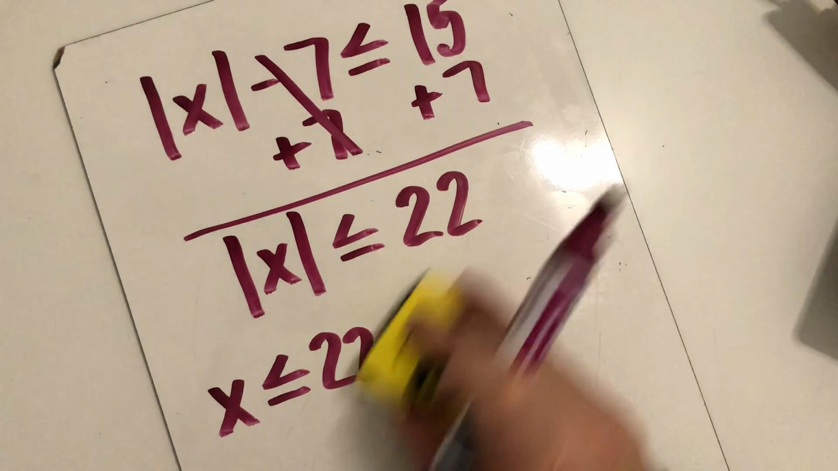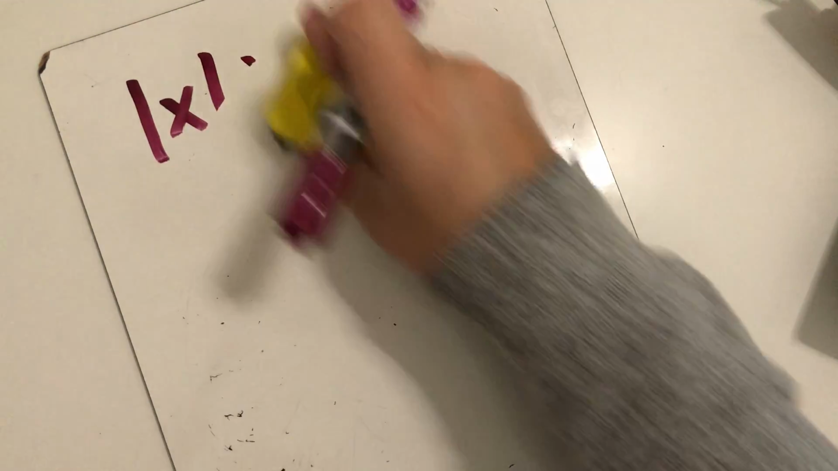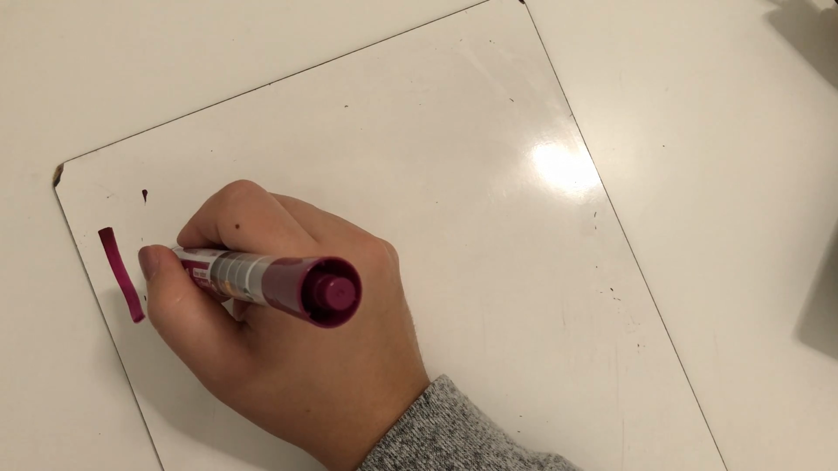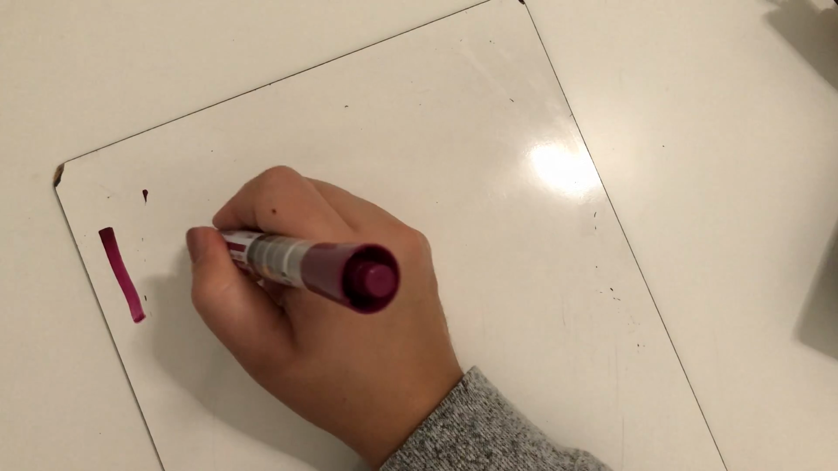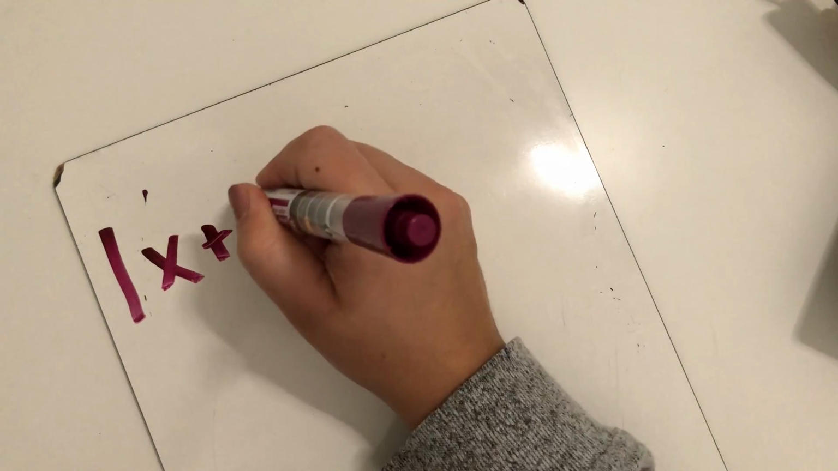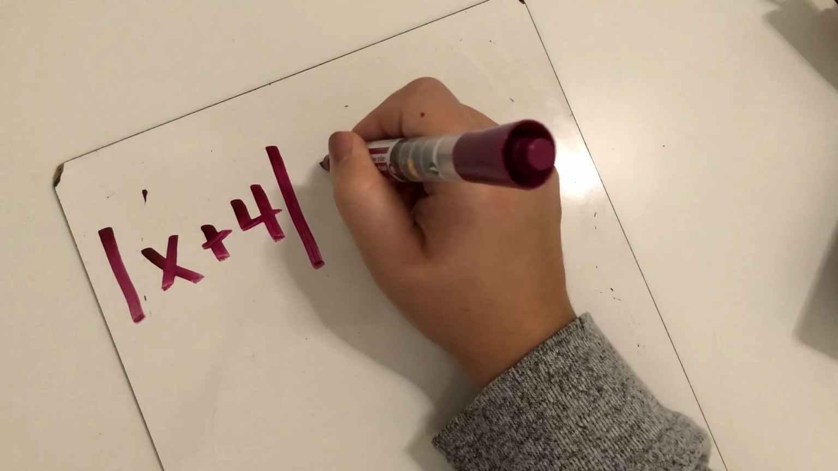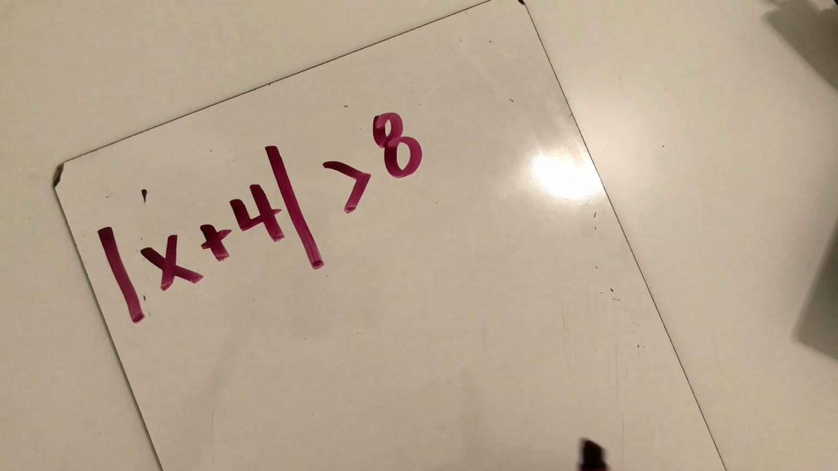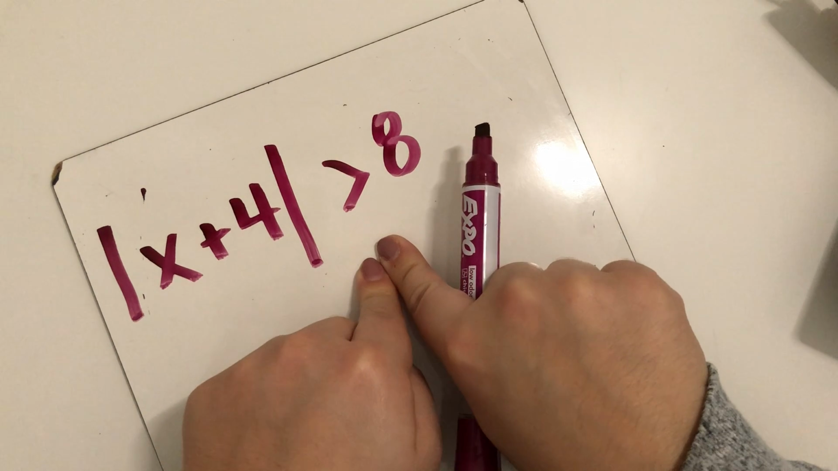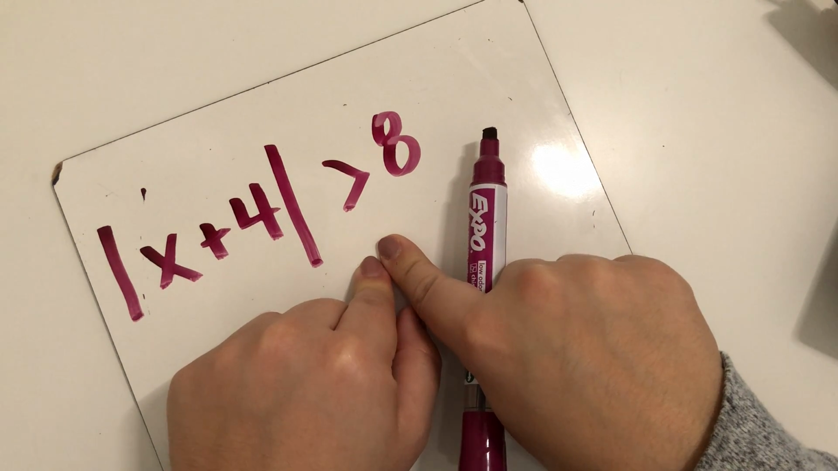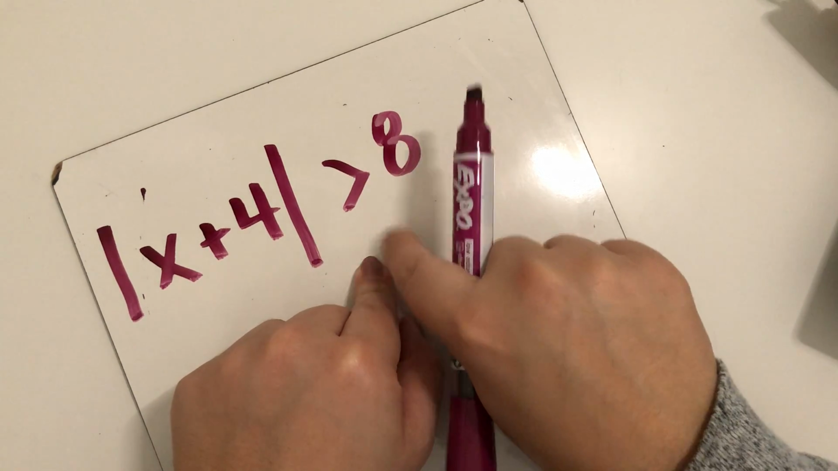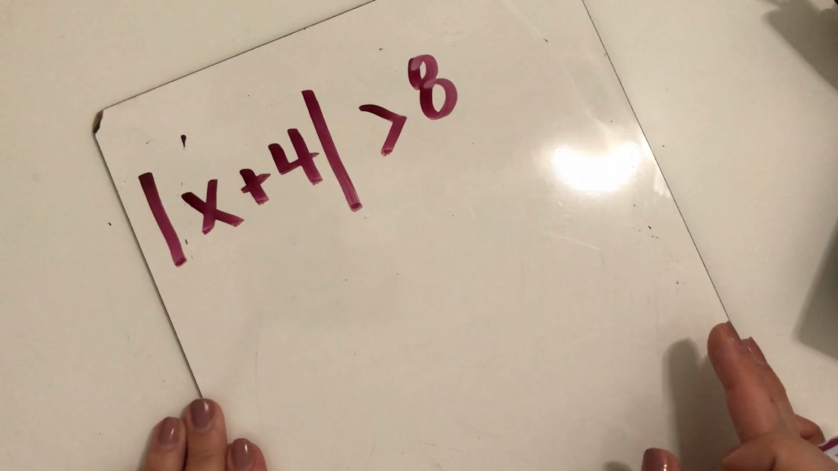So we'll do one more of your absolute values with an extra step included. So let's go ahead and do this. We'll do absolute value of x plus 4 greater than 8. So going off of what I just said, hopefully you were listening, if I have a greater than sign, what kind of compound inequality am I dealing with? Yep, if you heard me correctly, we're dealing with an or compound inequality.